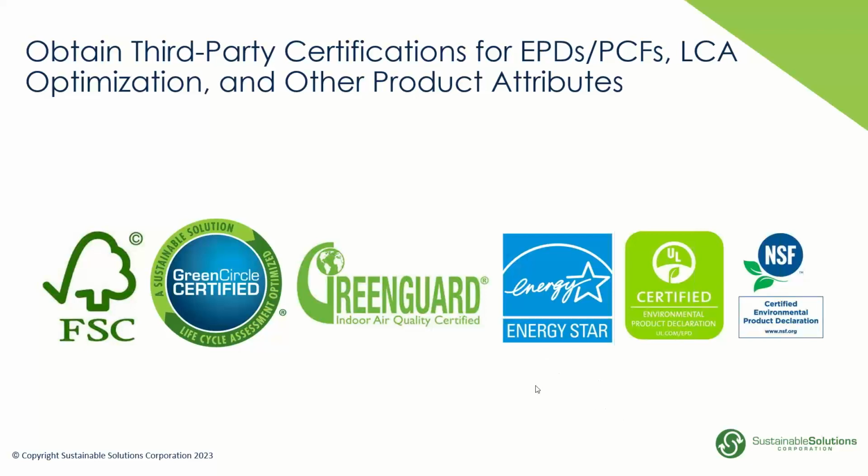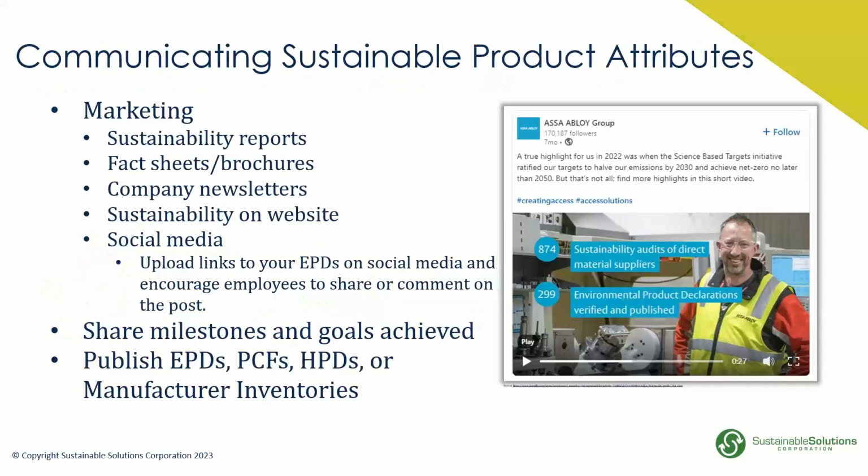But then there's also product certifications like, oh, my product saves energy and qualifies for Energy Star, or I'm using sustainable forested products, I got FSC certification, or Green Guard for low emitting materials. And then Michelle's going to talk about life cycle assessment optimized, communicating how you have been able to reduce impacts of your products. So we talked about communicating sustainable product attributes.